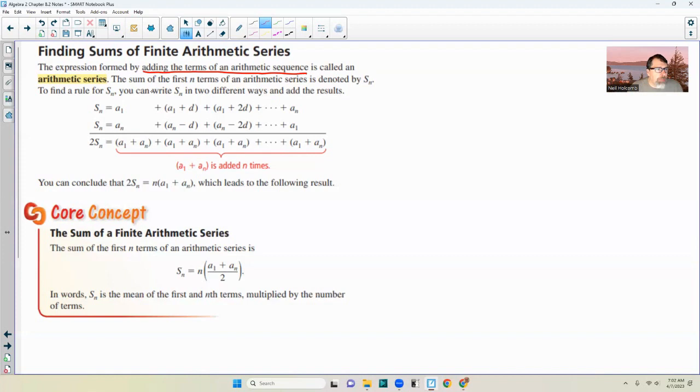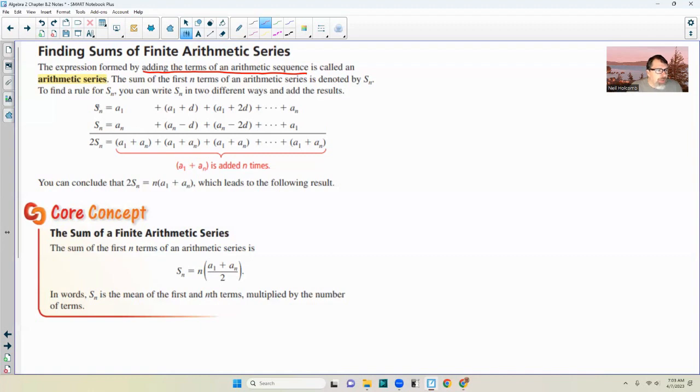Find the rule for S sub n. You can write S sub n in two different ways and add the results. So S sub n equals the first term, a sub 1, plus a sub 1 plus that common difference, plus a sub 1 plus 2 times the common difference, and so on, 3d, 4d, 5d, 6d. Then you take S sub n equals a sub n, plus a sub n minus d, plus a sub n minus 2d, and so on.